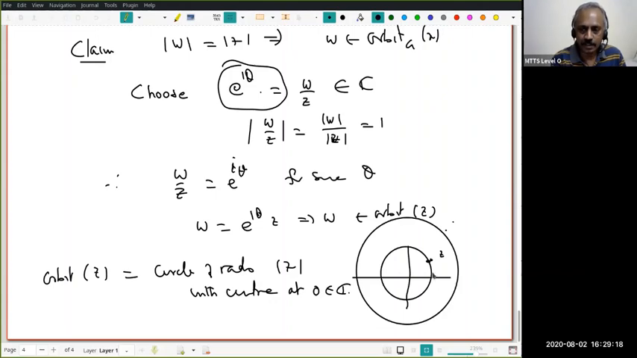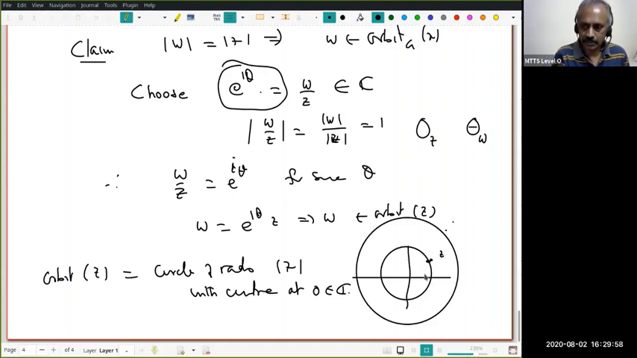Therefore, if I take one orbit, let us say the orbit of Z, and take another orbit of some other W, what happens? This will be a circle of radius mod Z. This will also be a circle of radius mod W with the same center. Now, if at all they have one point in common, that means the orbits are the same. Otherwise, they do not have any point in common, right? Therefore, given any two orbits, they are intuitively like parallel objects. Either they do not have any point in common, or they are identical.